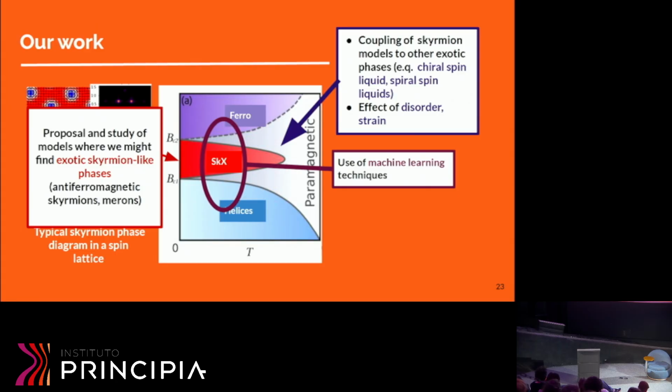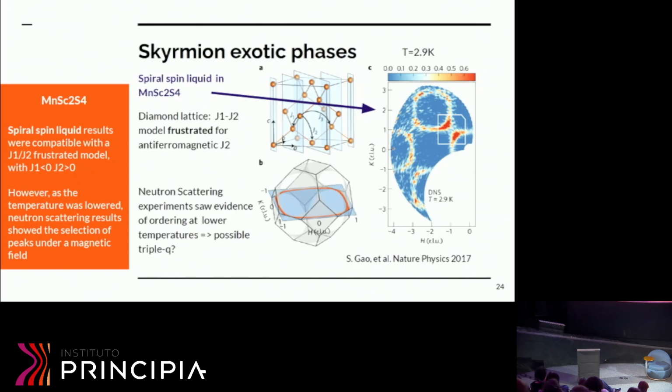And we have also been using machine learning to explore these phase diagrams and to distinguish between this type of textures. But here mainly, I'm going to focus on talking of how we start from spiral spin liquid models, and then we get some of these exotic textures.